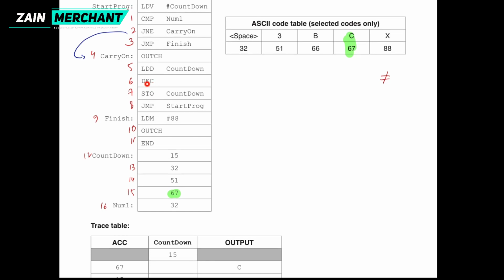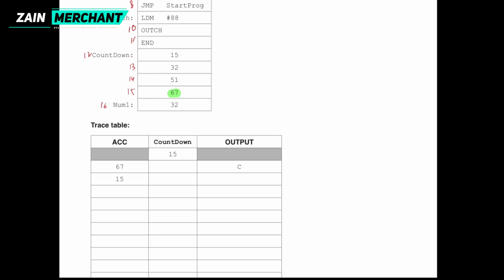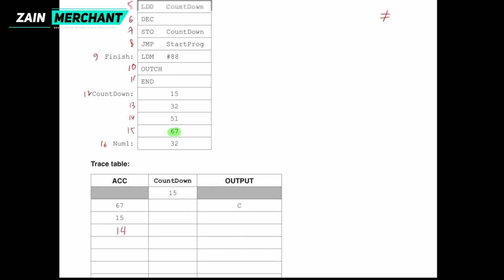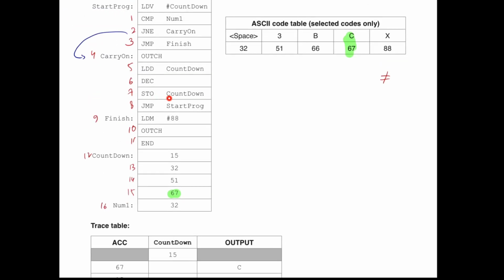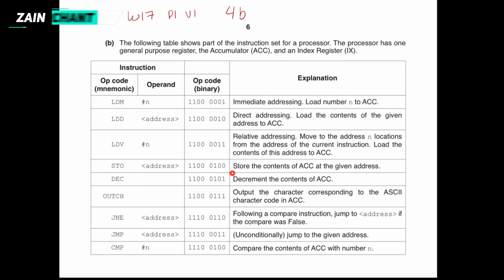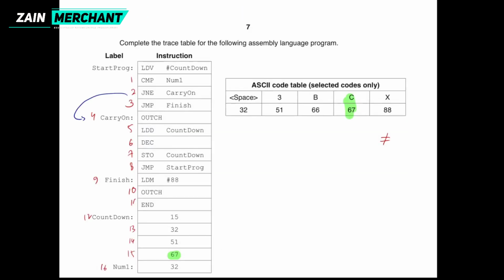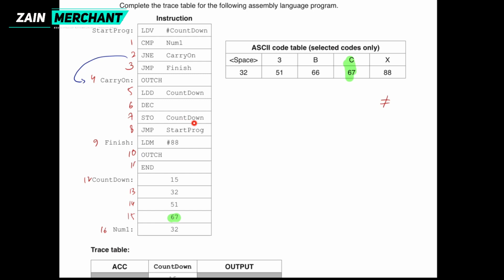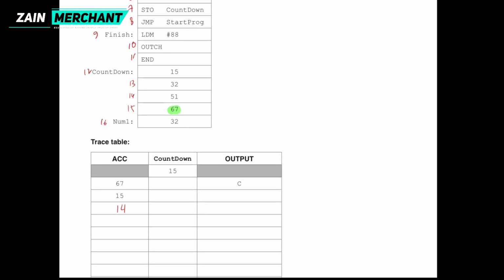Okay, DEC is decrement, minus 1 from the value in the accumulator and then store it again in the accumulator. So this becomes 14. 15 minus 1 is 14. STO countdown. STO means store the contents of the accumulator at the given address. So the address given is countdown. So you store the value which is currently in the accumulator in countdown. So we have a separate column for countdown. We store this value here.